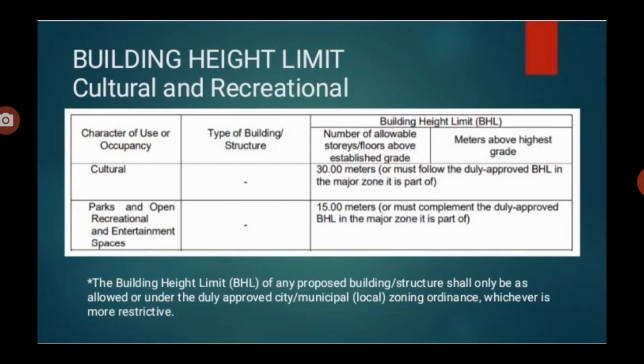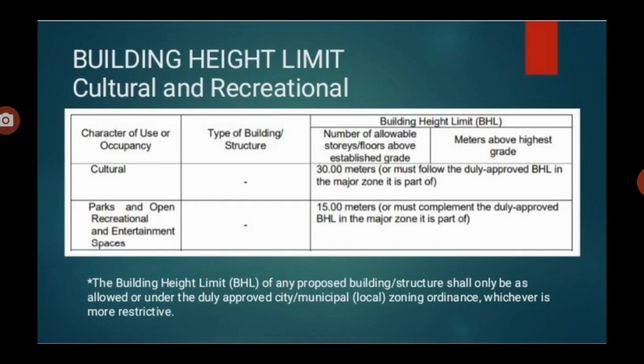For the cultural area, the height of the establishment allotted is 30 meters, good for coliseums, sports complexes, theaters, concert halls, and convention centers. For parks and other open recreational and entertainment spaces, a height of 15 meters is allowed and permitted.